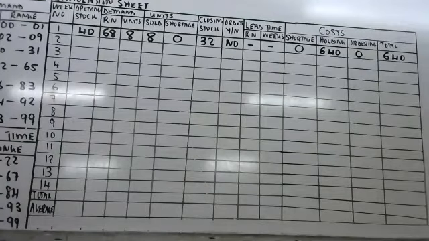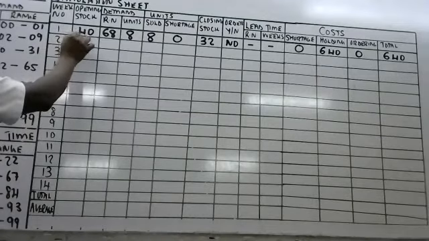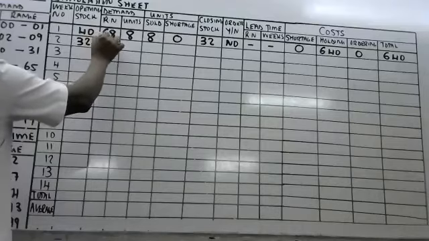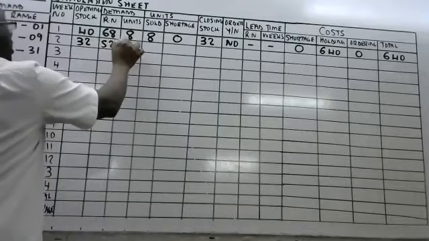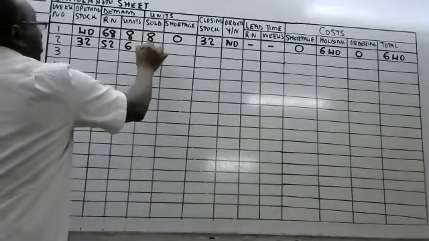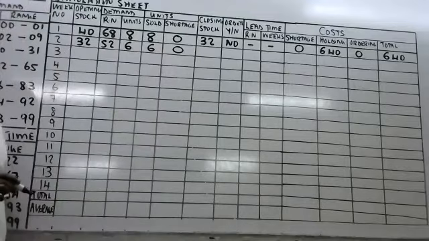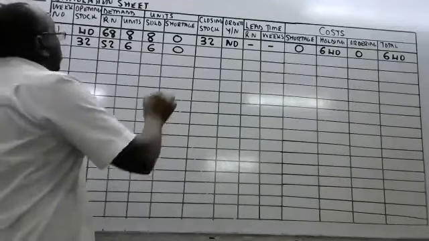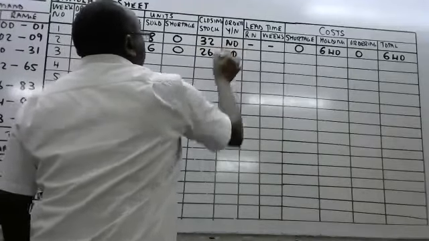Then we go to day number 2 or week number 2, where we are opening with what? That 32. The next random number is 52. So 52 gives us how many units? 6. So how many do you sell? 6. Shortage? 0. Closing stock? 26. Do you place the order? No.